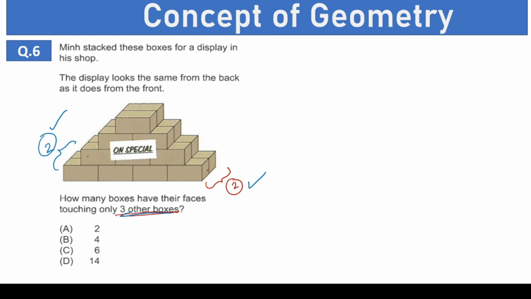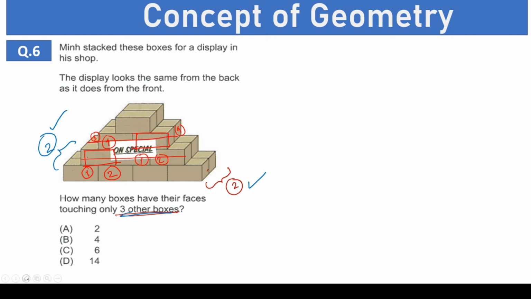Well, how about the second row? Well, in the second row, if you look at this box, it is touching 1, 2, there is 1 behind, 3, and 1 on top, 4. So, that means we need to eliminate the second row. Let's look at the third row. Again, let's look at this box. It is touching 1 and 2 boxes and then a box on top and a box behind. That means this row is also to be eliminated.